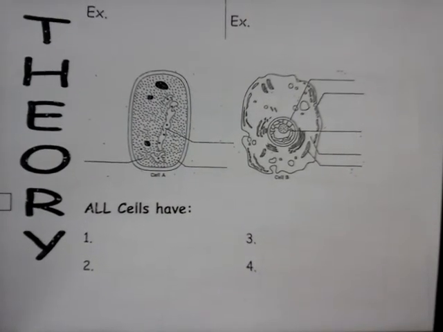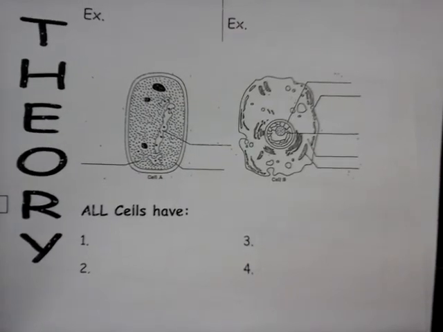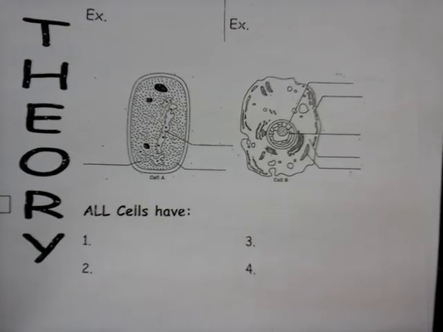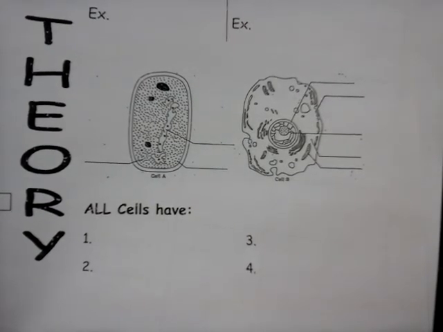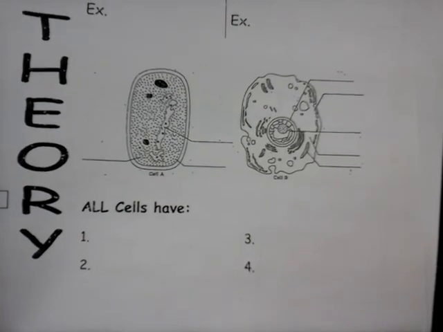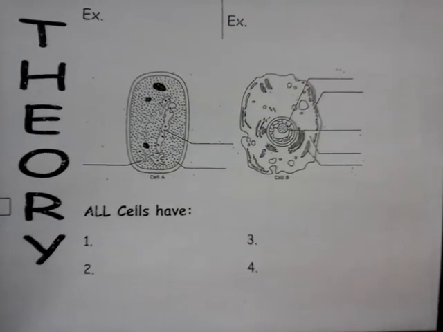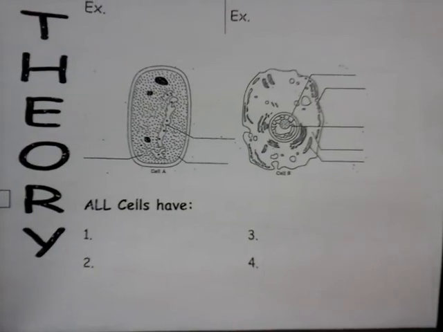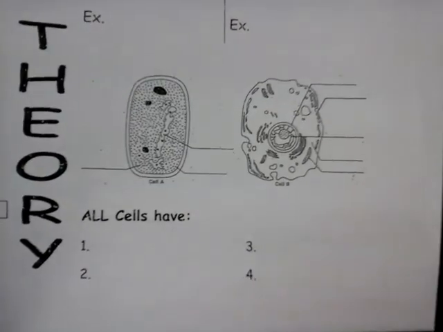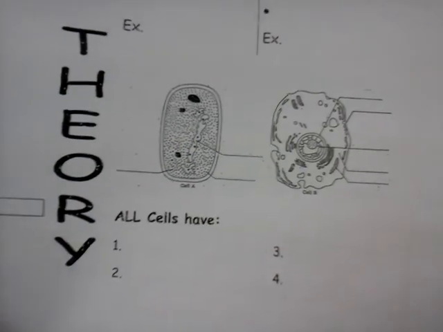Also, all cells have DNA in them, because DNA is the cookbook that the cell needs so it knows what recipes it's supposed to make. Remember, the recipes are your genes, and they tell you how to make proteins. And then also, all cells have cytoplasm. Your cells are not hollow. They have this thick goo that we call cytoplasm that's going to help hold everything in place.